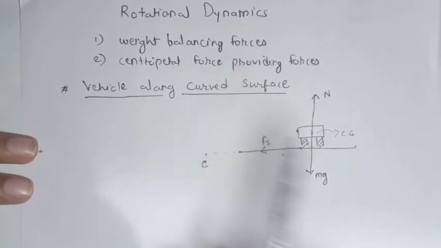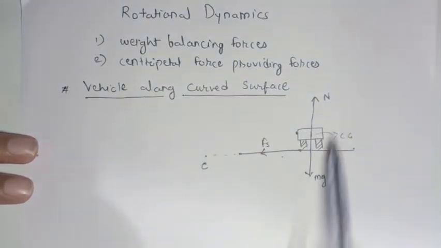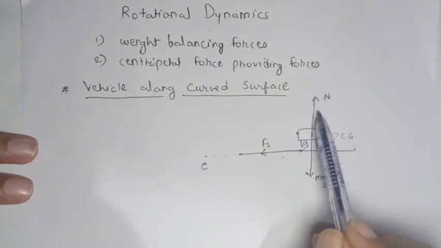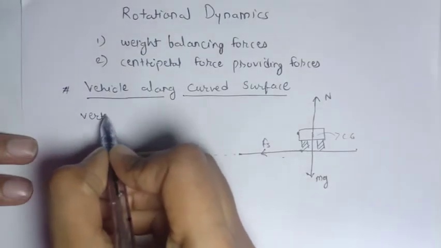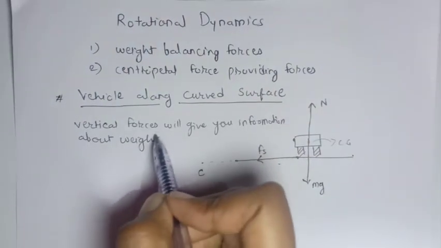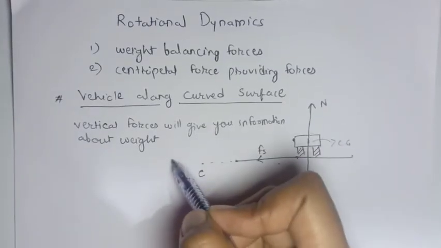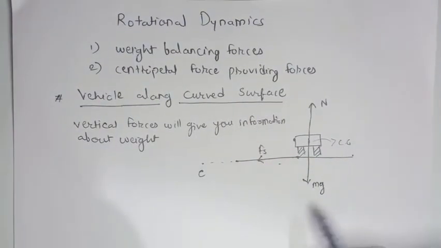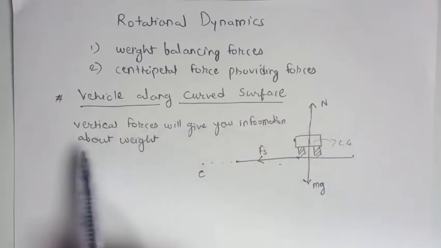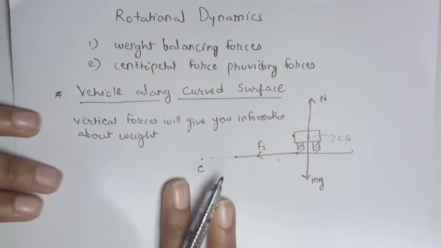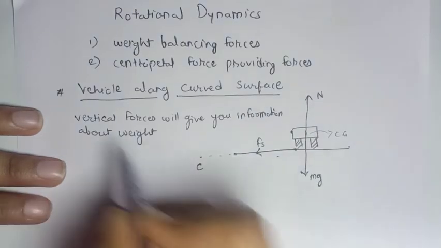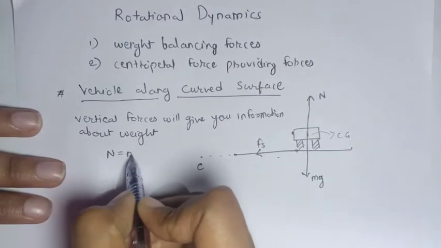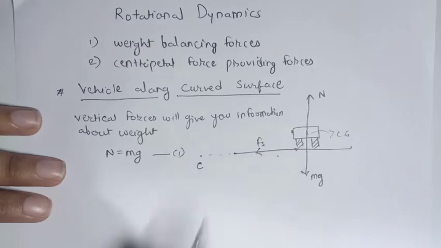Weight balancing forces. So here is your weight. The balancing force is what? Normal. What does that mean? This will be your vertical force. Vertical forces will give you information about weight. Most of the time our weight is nothing but vertically downward. That's why most of the time your vertical forces will be given by that balancing weight. So here mg will be on this side and N will be on this side. So you will get N equals mg. Call it equation number 1.